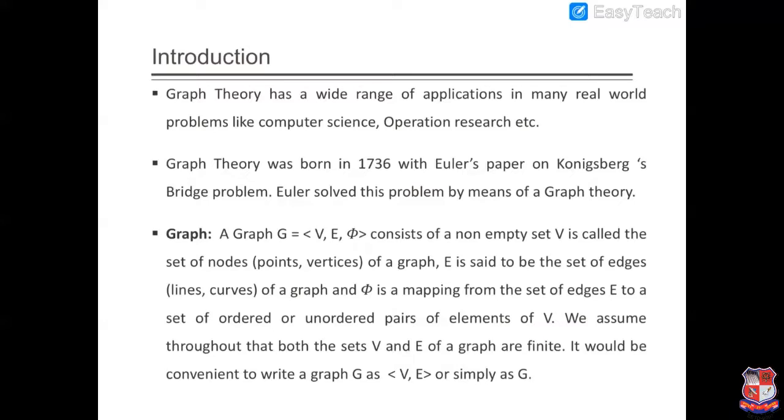We assume throughout that both the sets V and E of a graph are finite. That means in set V and set E there are a finite number of elements, finite numbers of vertices and edges. It would be convenient to write a graph G as (V, E), or it can be simply denoted as G.